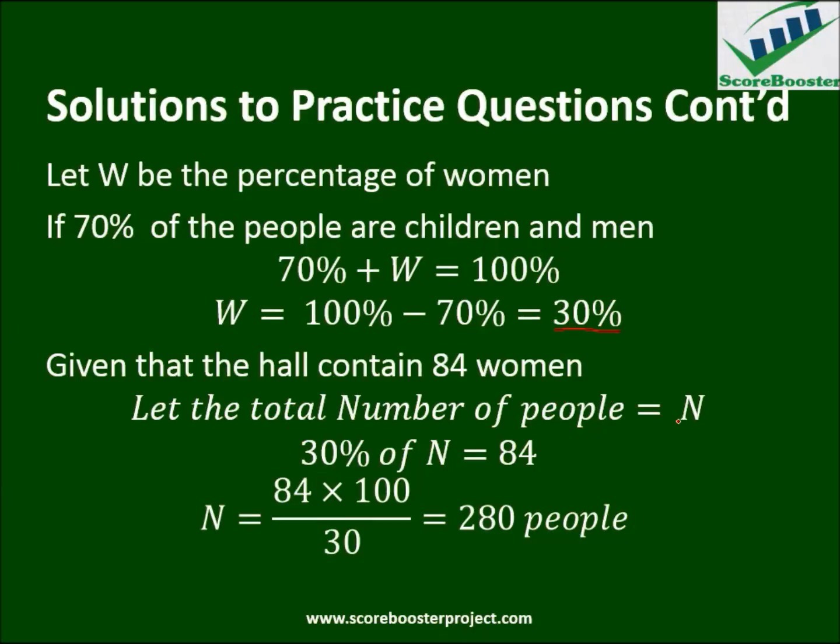So let the total number of people be N. So 30% of the total number of people is 84, which means making N the subject and replacing of with a multiplication sign, you have N equals 84 times 100 divided by 30, which equals 280 people in the hall.